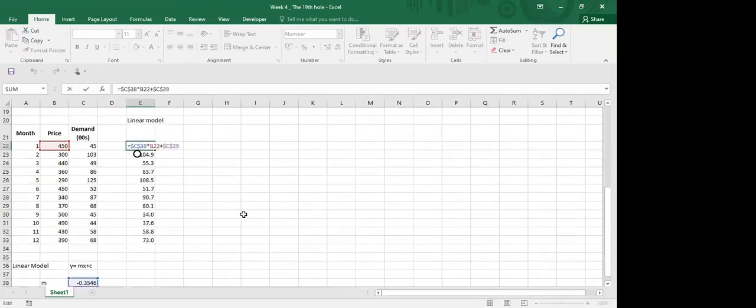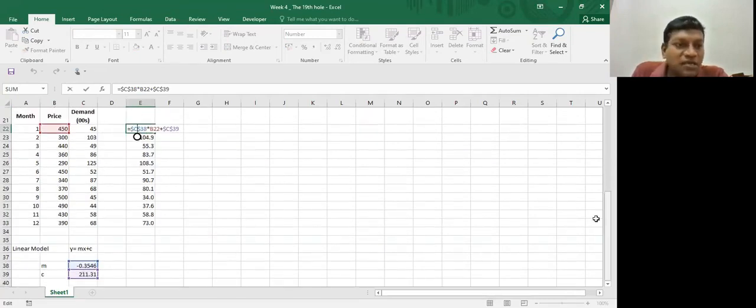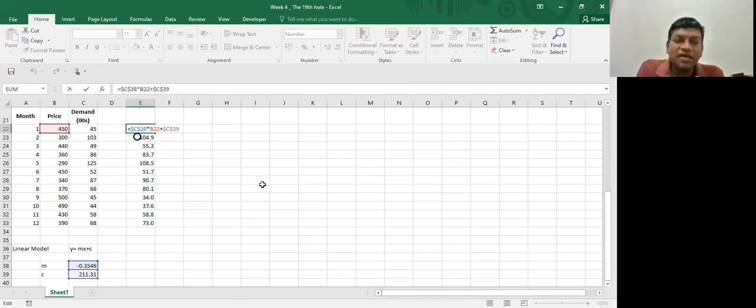I've clicked on the cell. So what you can see is, first I've entered C38. C38 refers to m, into x. X is the price. Price is B22. Y is equal to mx plus c. C is a constant, that is 211.31. Okay, got it. All right. So y is equal to mx plus c. That is the formula I've entered there. And this is the model which is predicted by the linear demand function, the linear demand curve.